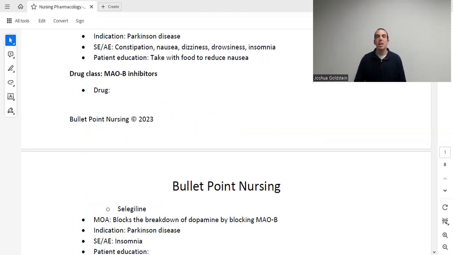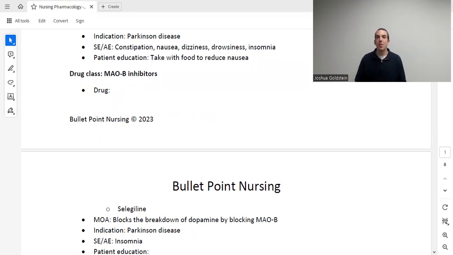When you see insomnia on there, remember that means to tell the patient to take it in the morning, or to educate your patient on non-pharmacological insomnia interventions, turn down the lights, turn down the temperature, things like that. And again, this medication is for the treatment of Parkinson's disease. The next drug class we have are MAO-B inhibitors.